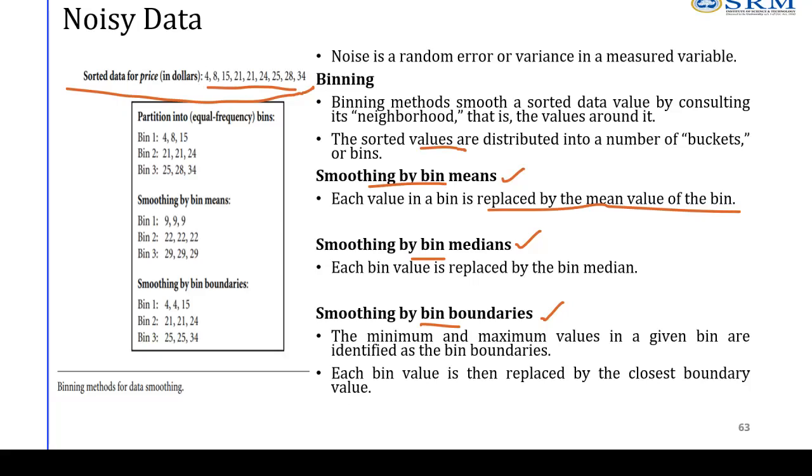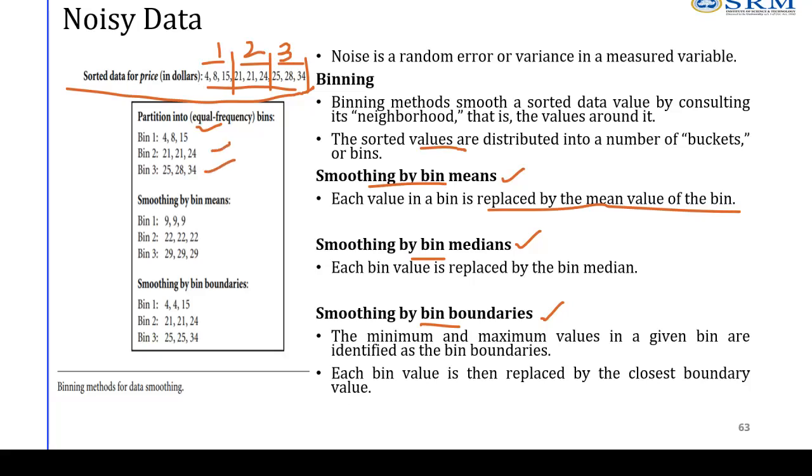So this is now being divided into 3 bins, because we have 9 elements here. 3 are put into one bin, the next 3 into another bin, and the last 3 into the other bin. So 3 bins are made from the data set. That is what partitioning into equal frequency bins means.